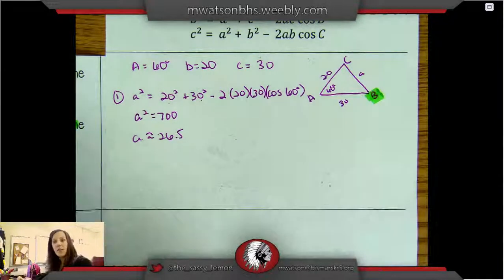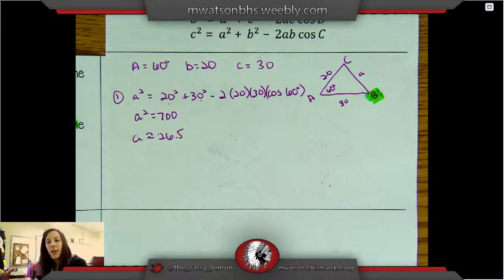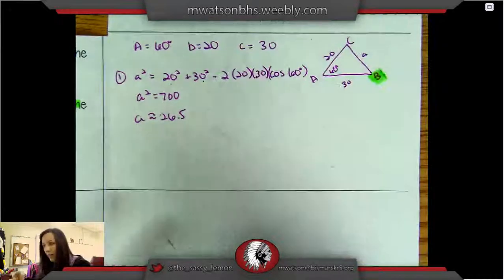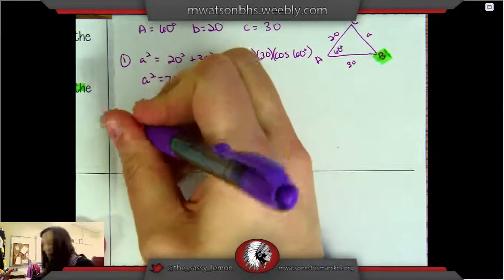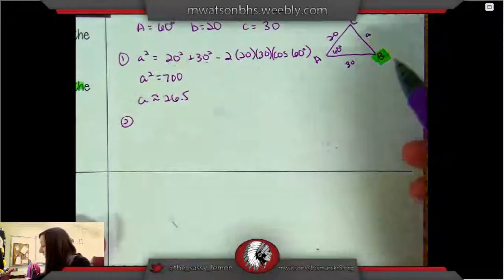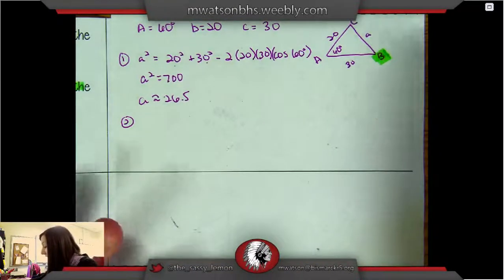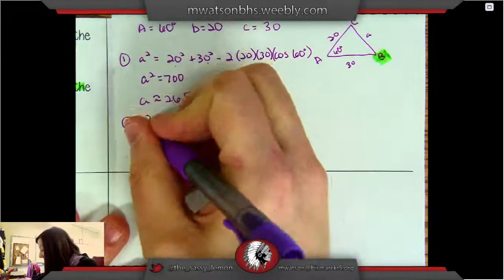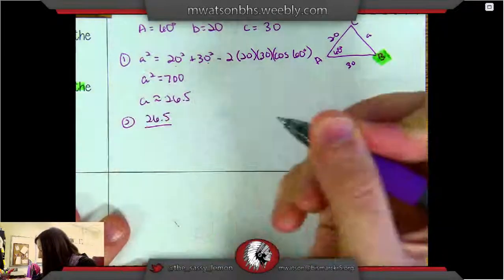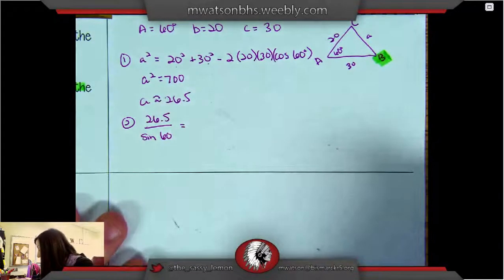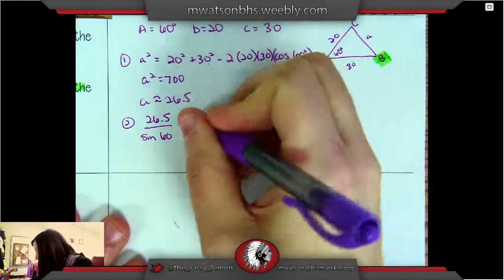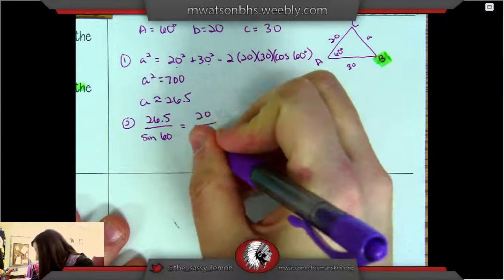And the order does matter. If you don't do it in that order, sometimes things get a little off. I haven't mathematically figured out why, but it does. Alright, so we're going to use the law of sines and our known ratio. So our known ratio is 26.5 over sine of 60 equals 20 over sine of angle B.